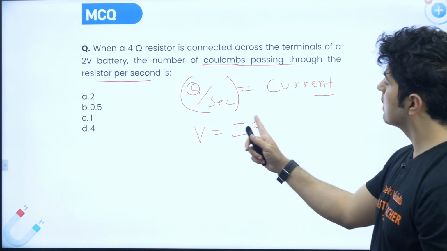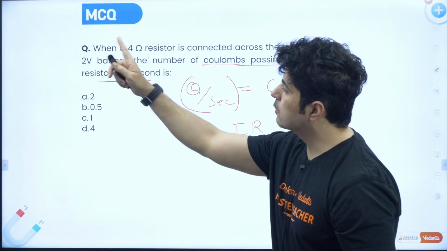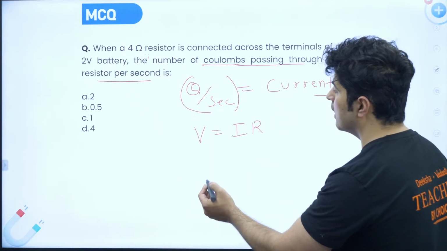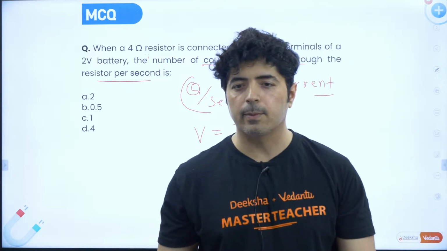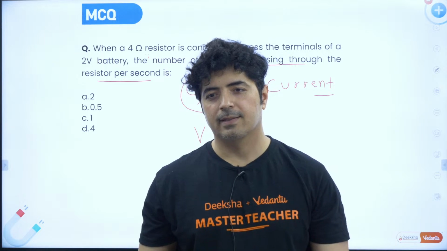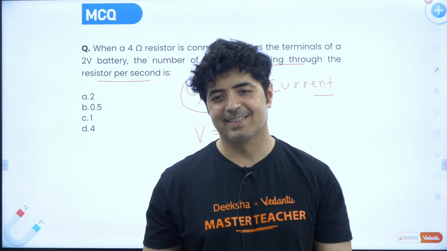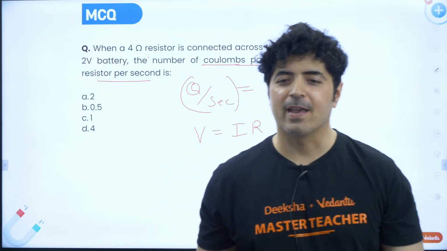V is given to us, R is given to us. You see, R is in ohms, V is 2 volt. So I can just put it over here. So what's the answer? Come on in the comment box, everybody. I'm waiting for your answer. Come on. Yes, I can see.